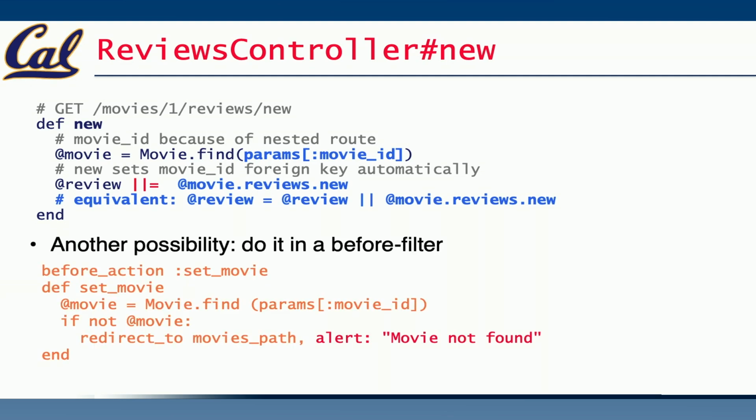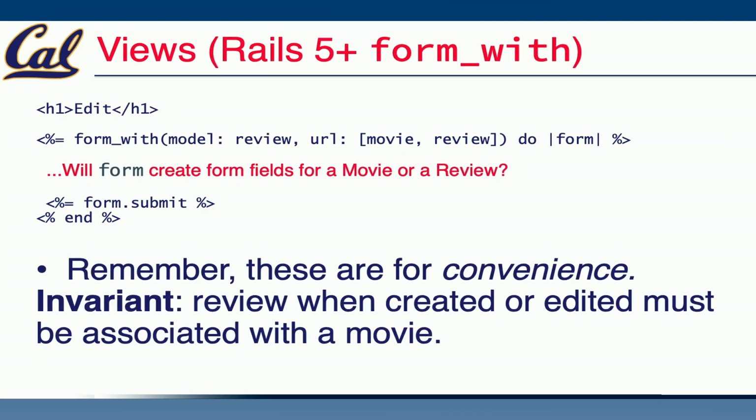What we might commonly say is load a movie in a before filter as well, and just protect and make sure that that movie exists. That way, if we go to movies/100/reviews, we have a way of protecting against a missing movie. But your controller actions will depend on exactly what you want the user experience to look like.